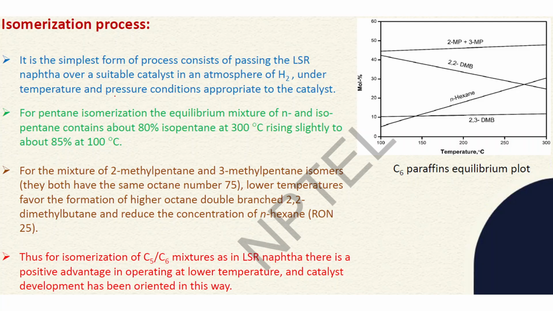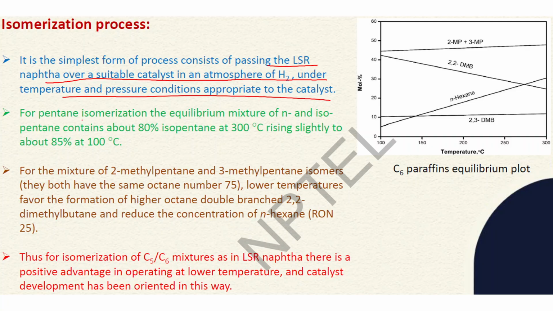The isomerization process, in its simplest form, consists of passing light straight run naphtha over a suitable catalyst in an atmosphere of hydrogen, under temperature and pressure conditions appropriate to the catalyst. We simply pass the naphtha and hydrogen mixture over a suitable catalyst and isomerization takes place. Isomerization is favored at low temperatures.